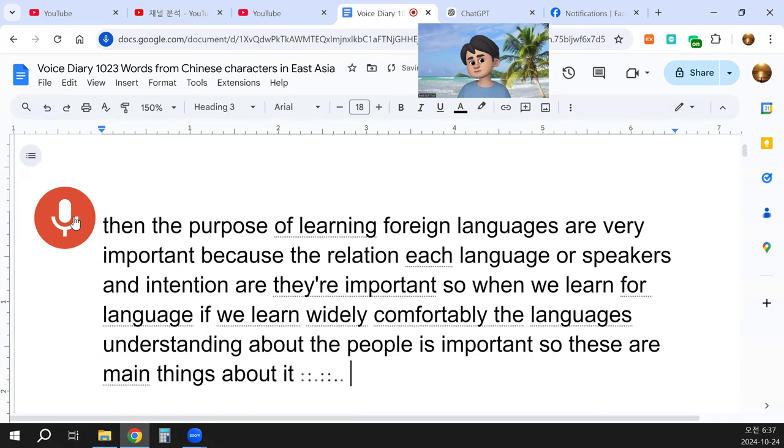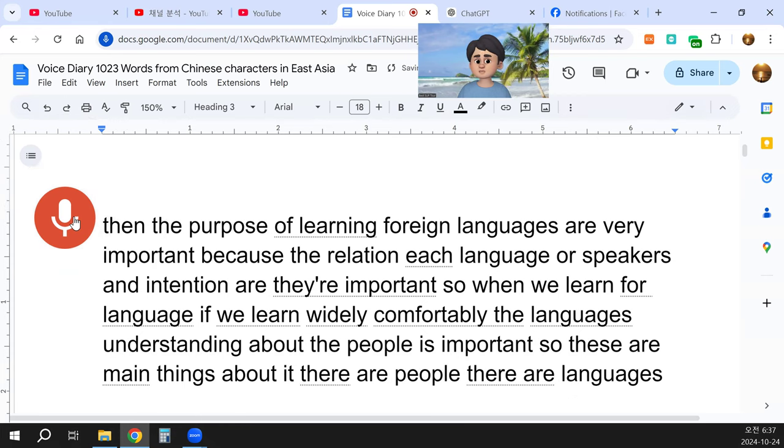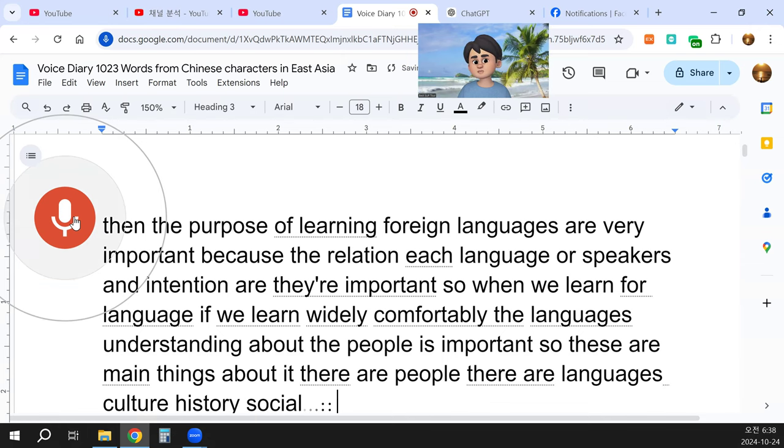So these are the main things about it. There are people, there are languages, culture, history, social life, themes are people. So if I meet some people, they have some backgrounds about culture and history. The culture and history is very important in learning languages. I usually think about that.